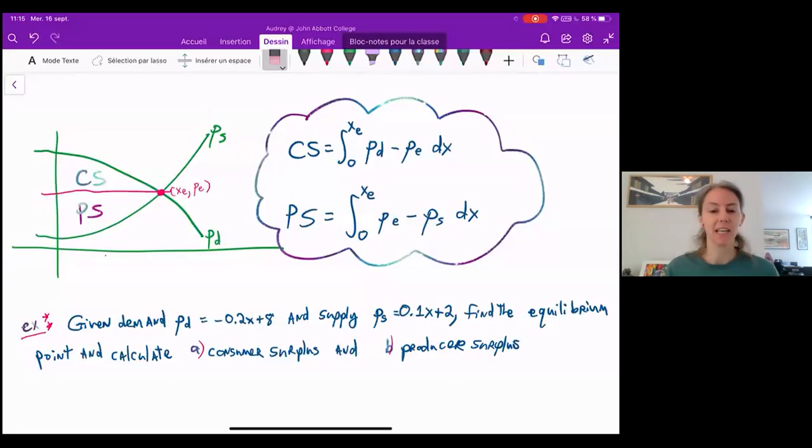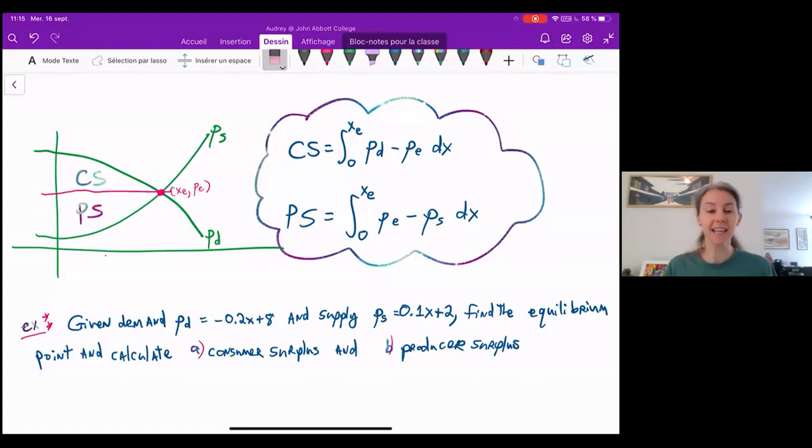Okay, let's do an example of consumer and producer surplus. We still have our graph up there that shows us where consumer and producer surplus show up in the graph, and we have our formulas. Now we have this example, we're given a demand function and a supply function, and we're asked to find the equilibrium point and then to calculate consumer surplus and producer surplus.